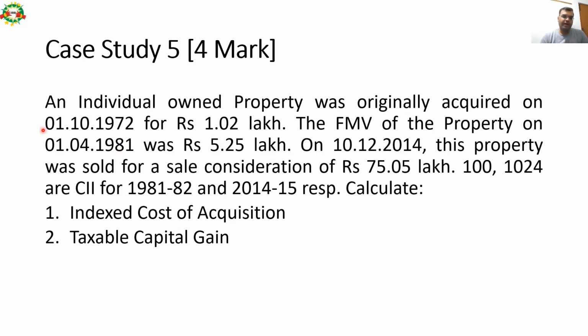Next question. An individual owned property was originally acquired on 1st October 1972 for rupees 1.02 lakh. The fair market value of the property on 1st April 1981 was 5.25 lakh. On 10 December 14, this property was sold for a sale consideration of 75.05 lakh. 100 and 1024 are the cost index for 1982 and 2014-15 respectively. Calculate the index cost of acquisition and taxable capital gain.